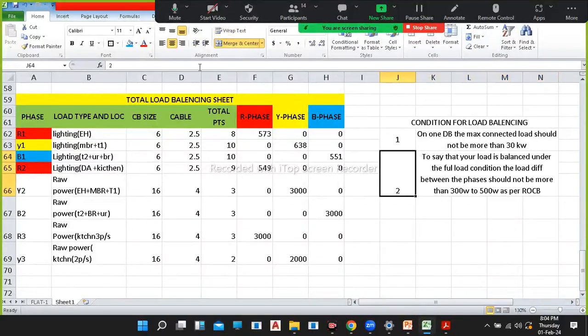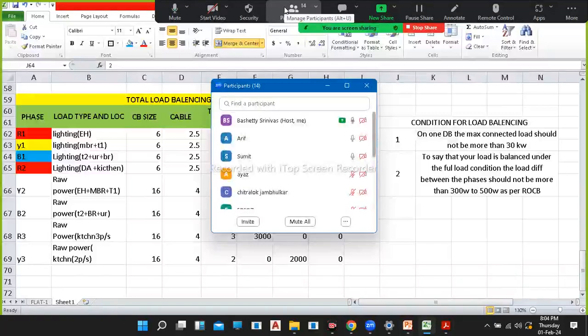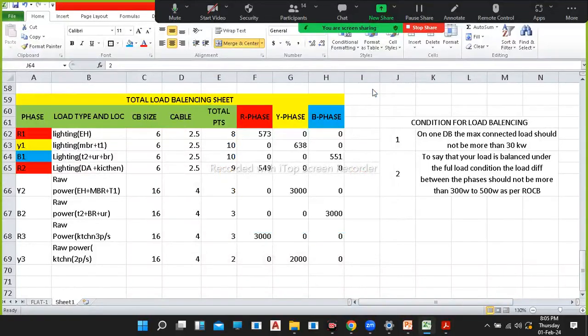Second condition, what is saying is, to say that your load is balanced, under the full load condition, means सारे load जब चलेंगे, to say that your load is balanced under the full load condition, the load difference between the phases should not be more than 300 watts to 500 watts as per the ROCB, that is residual over circuit breaker as an incomer. DB के अंदर जो incomer रहता है, protective circuit breaker लगाना है. What are protective circuit breaker? ELCB, ROCB, RCCB. I'll tell about the circuit breaker. So in the DB के अंदर, the mostly the incomer is protective circuit breaker like ELCB, ROCB, RCCB.